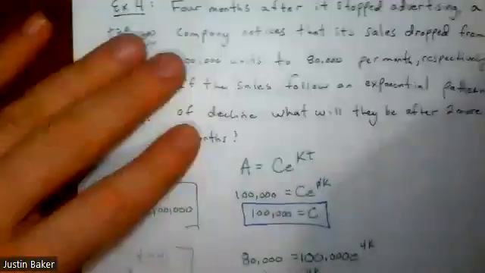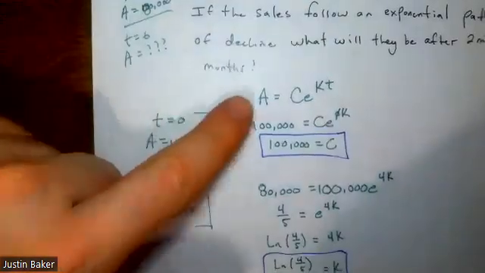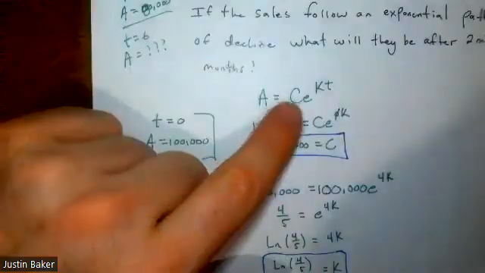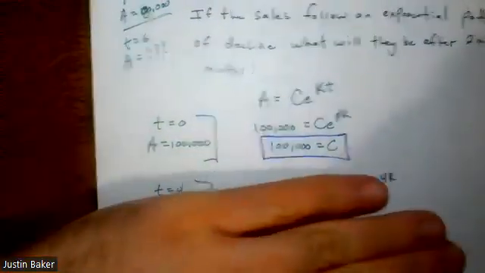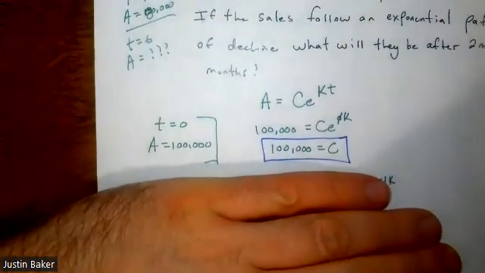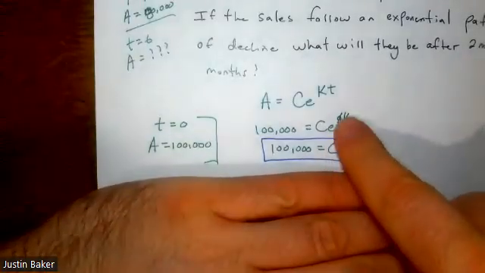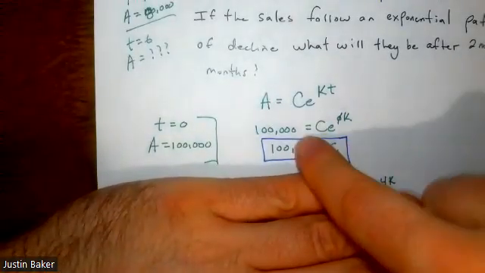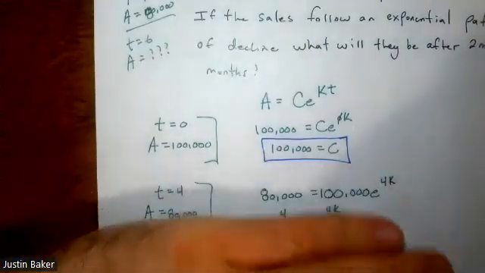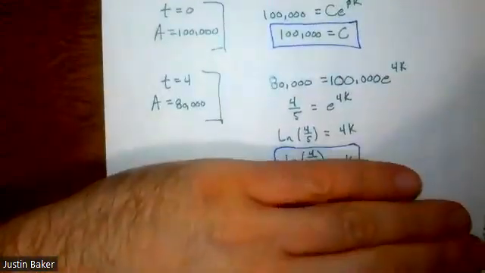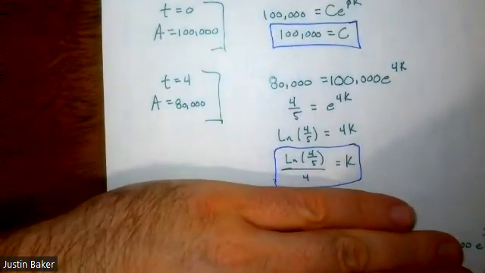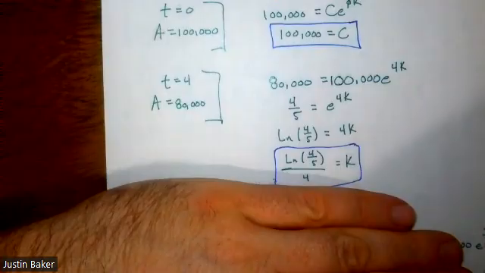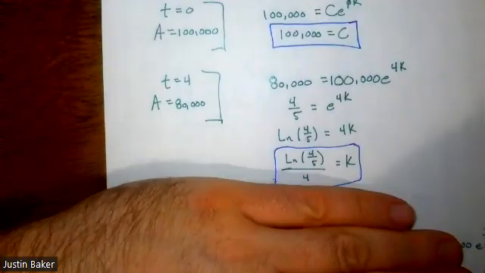So the first thing we should have been doing is A is equal to Ce^(kt). And then we're plugging in 0 and 100,000. So when you plug in 0 for t, e to the 0 is going to go to 1. So we know our C value is 100,000. Okay, we carry on. Now we're going to plug in 4 and 80,000. So that's 80,000 is equal to 100,000 e^(4k). And then going through with that math, divide by 100,000, that's 4/5 is equal to e^(4k).